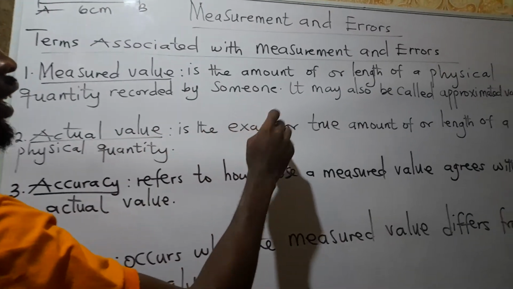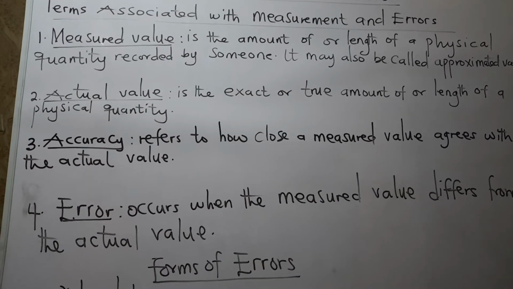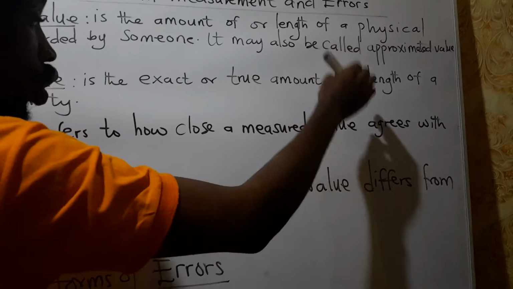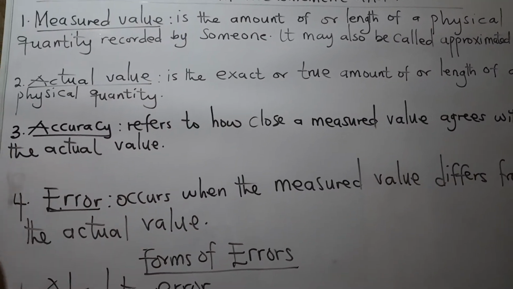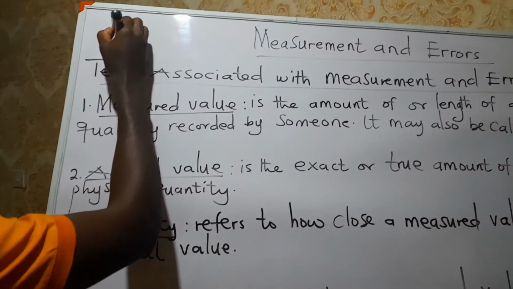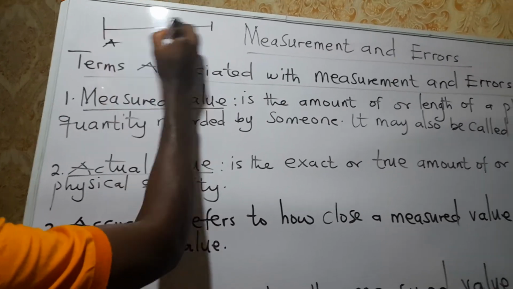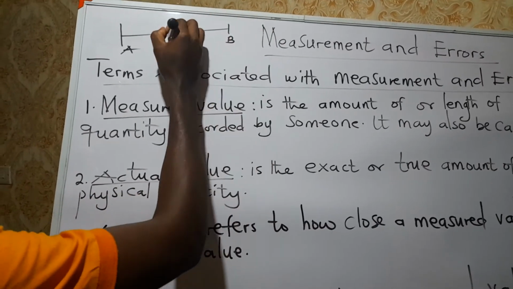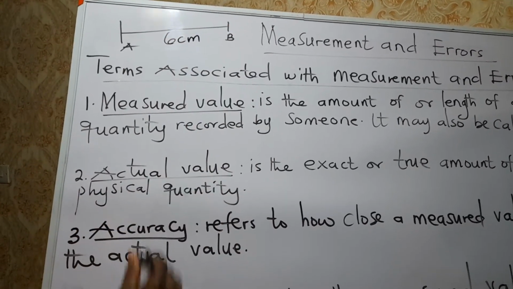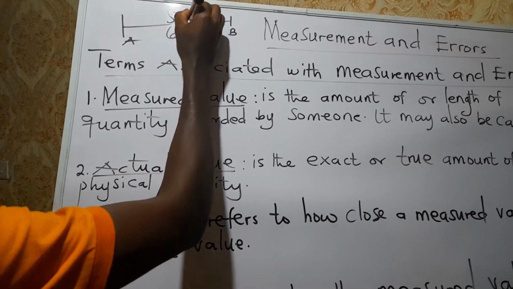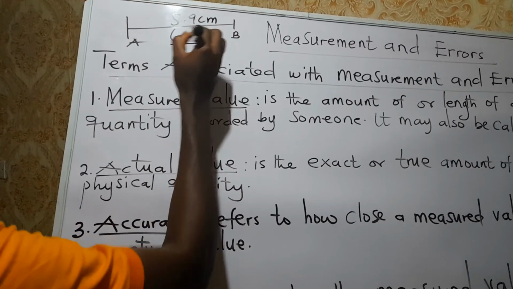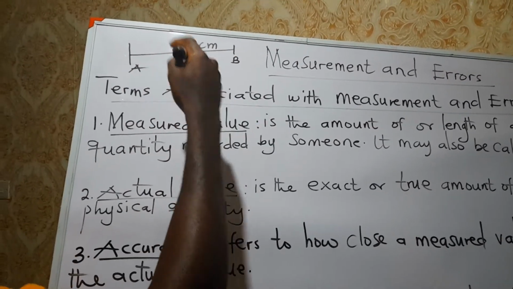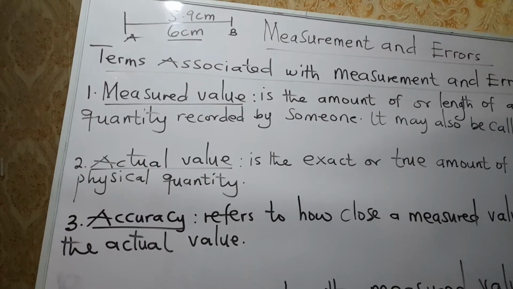Actual value is the exact or the true amount or the length of a physical quantity. So let's say we have a line again, AB, and the true value of this line is 6 centimeters. However, when we measure, we have 5.9 centimeters. Then the 6 centimeters becomes the actual value, and the 5.9 centimeters becomes the measured value. I hope you get that.